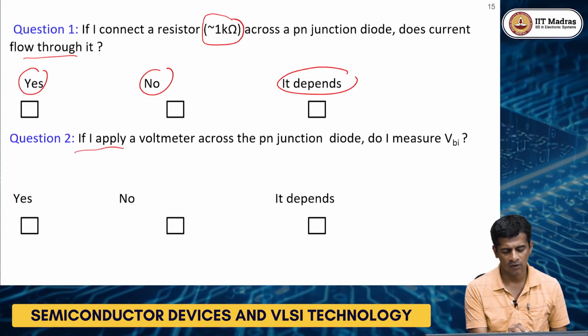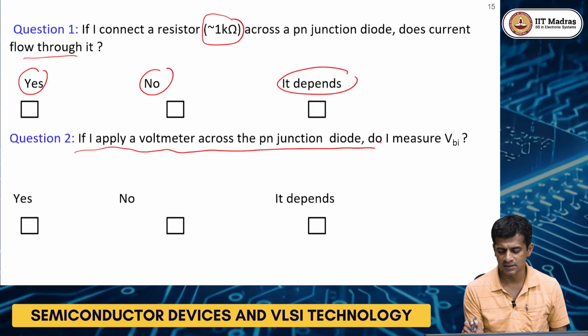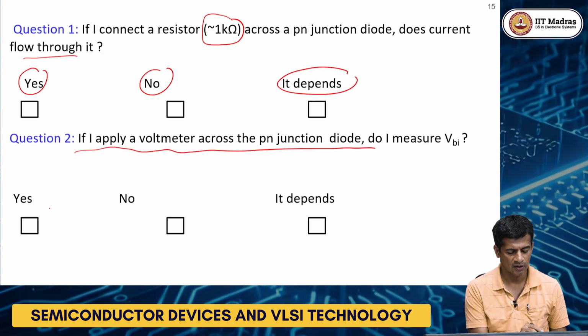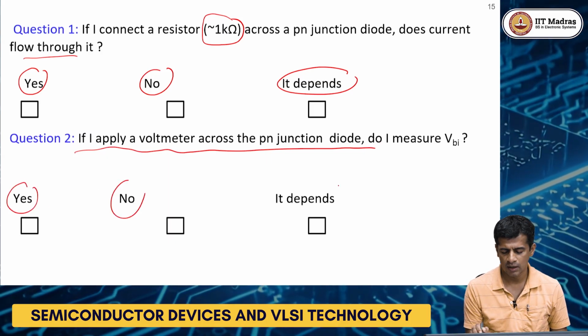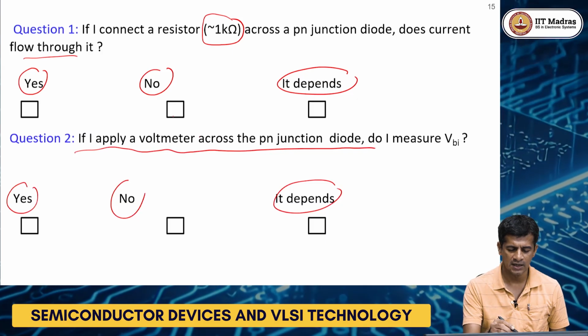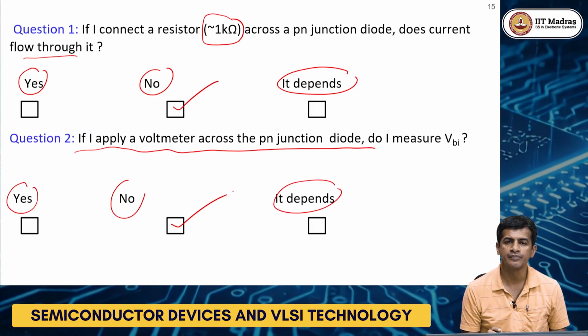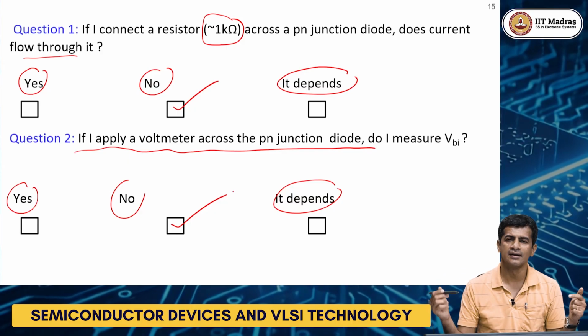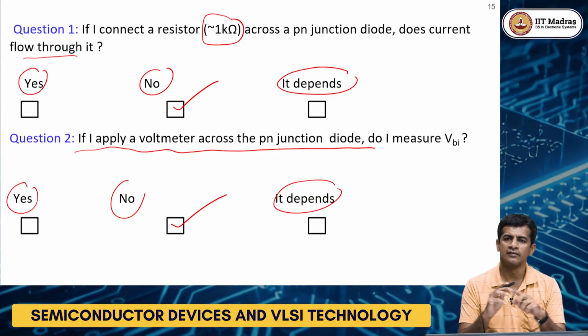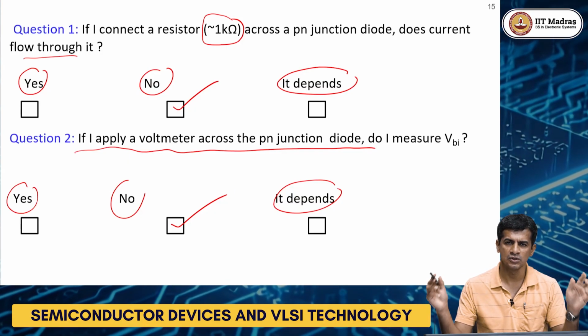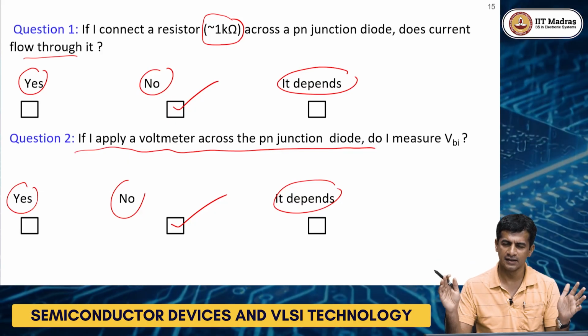The same thing, if I apply a voltmeter across a PN junction diode, do I measure VBI? The options are yes, no, and it depends. So in both cases, the answer is no. Why? That is because there is no gradient in the Fermi level. At equilibrium, the Fermi level is flat. So the voltmeter measures the gradient in the Fermi level.